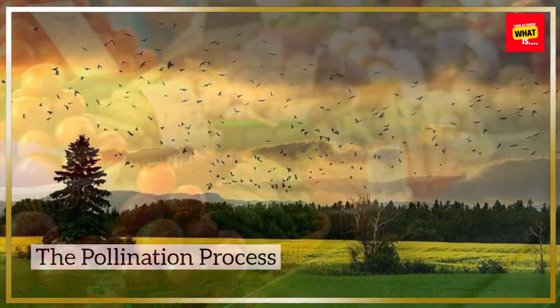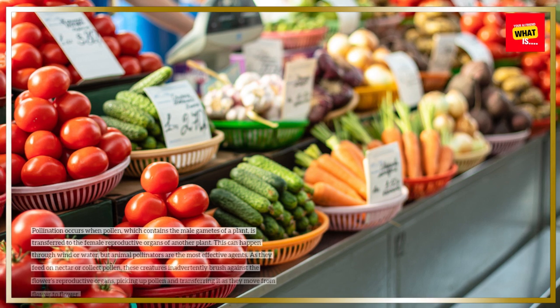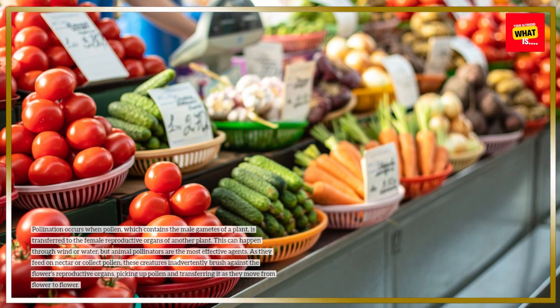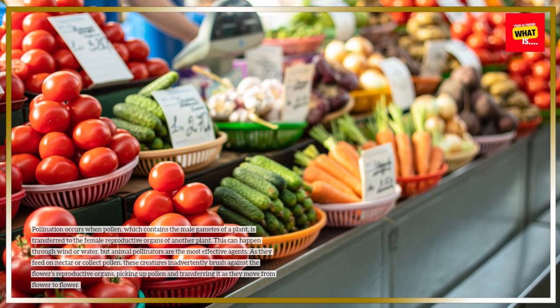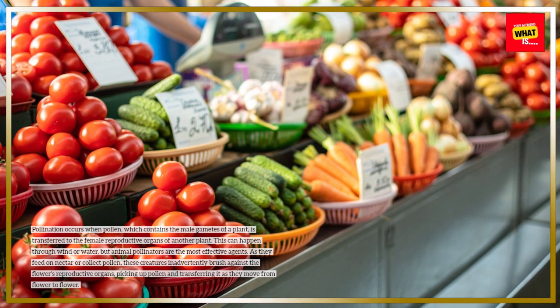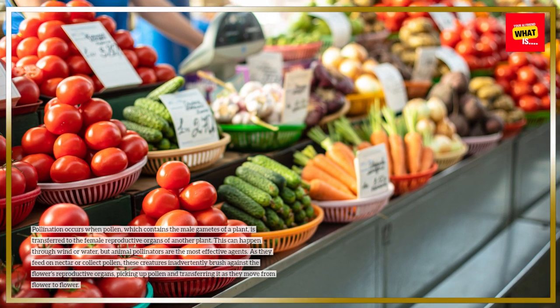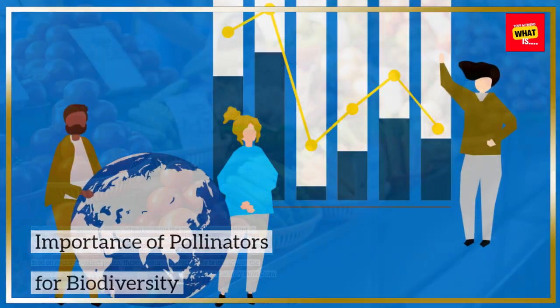The pollination process. Pollination occurs when pollen, which contains the male gametes of a plant, is transferred to the female reproductive organs of another plant. This can happen through wind or water, but animal pollinators are the most effective agents. As they feed on nectar or collect pollen, these creatures inadvertently brush against the flower's reproductive organs, picking up pollen and transferring it as they move from flower to flower.